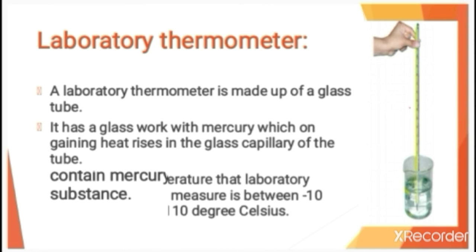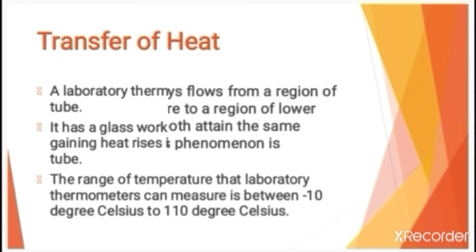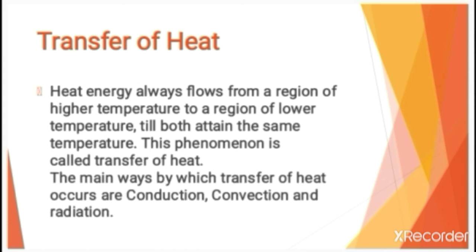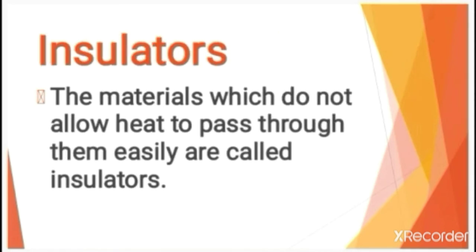We also discussed some precautions to be taken while using all these thermometers. We also learned about transfer of heat and the main ways by which transfer of heat occurs: conduction, convection, and radiation. We also discussed conductors of heat and insulators. I hope you have understood all the points properly.